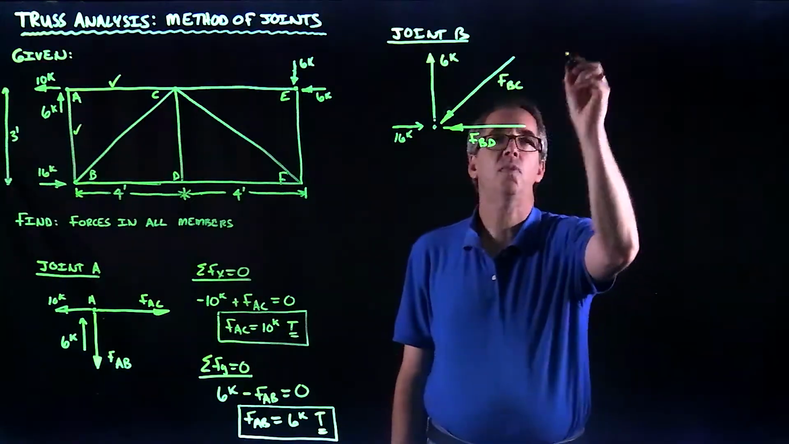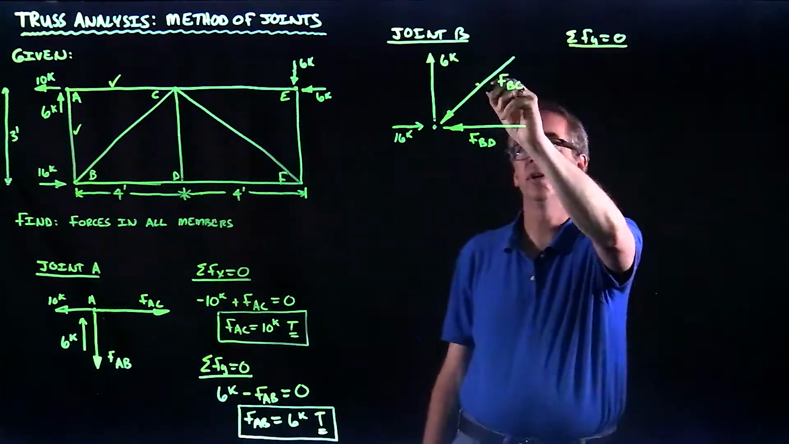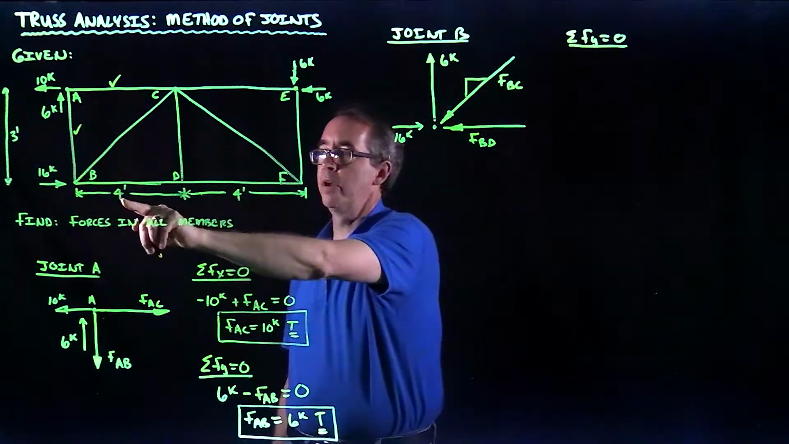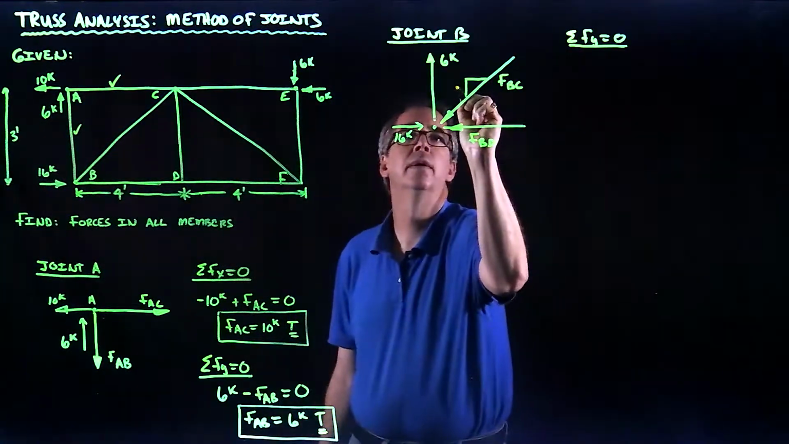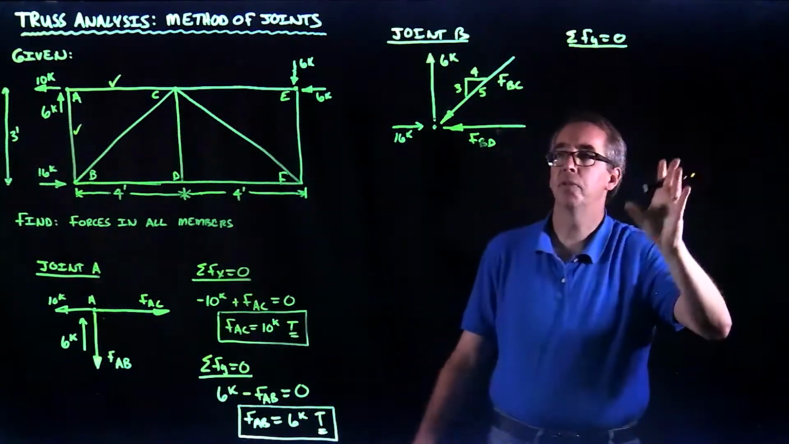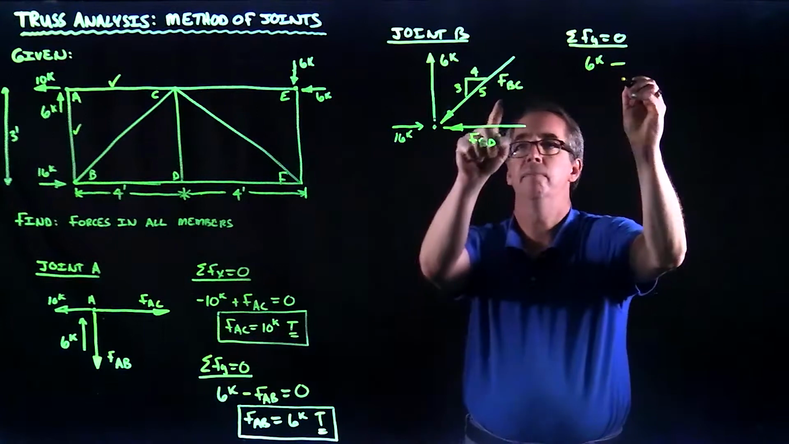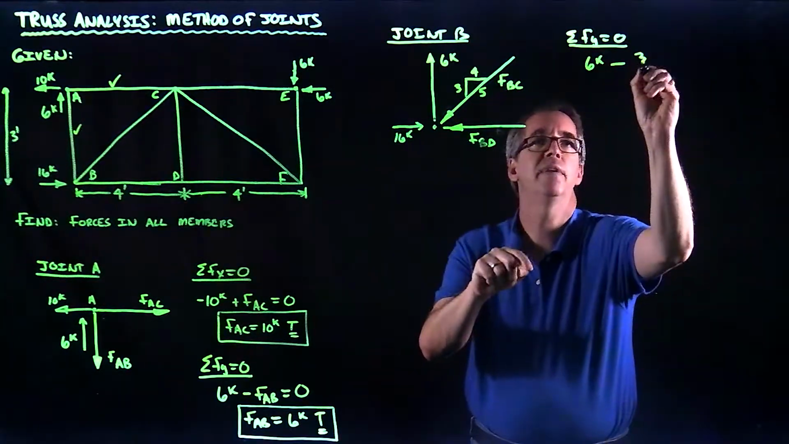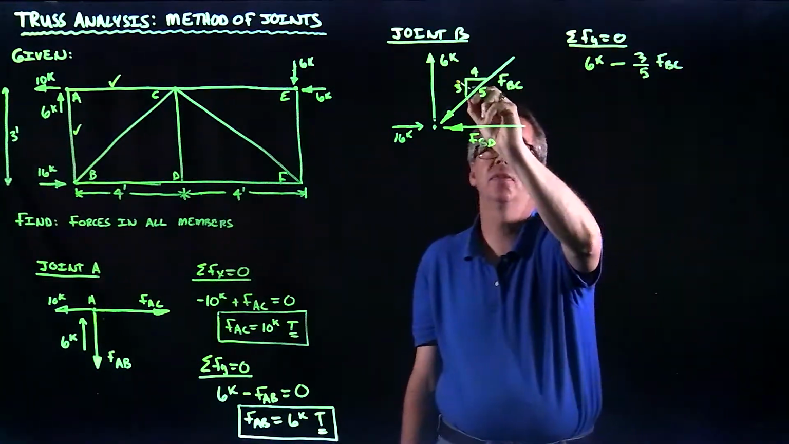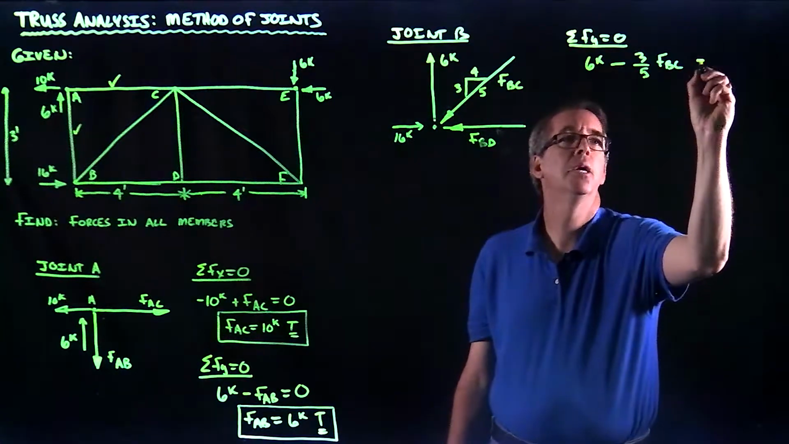I'm going to start with the forces in the y direction. One thing I should include before I forget is the slope information. We see we have a run of 4 and a drop of 3, so this is a 3, 4, 5 triangle, which is very convenient. Now let's write the equation. I've got 6 kips going up. And based on my BC going down, I'm going to have 3/5 of BC going down, and that's all I have vertically.